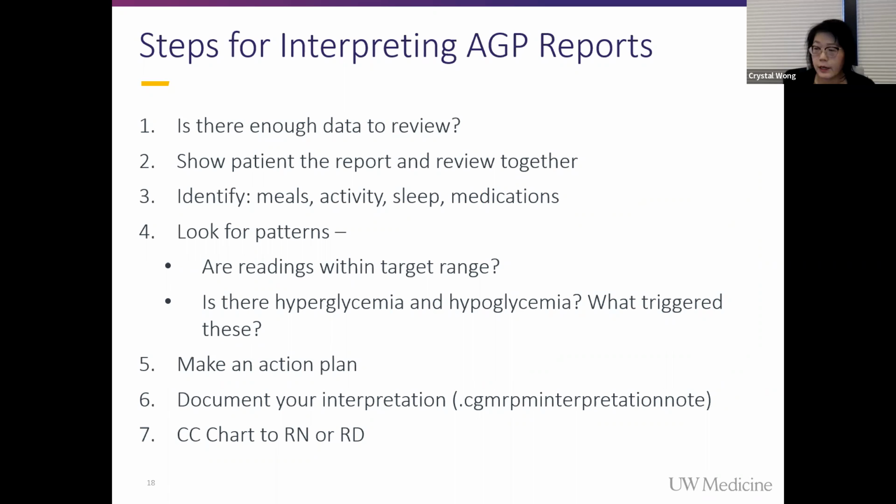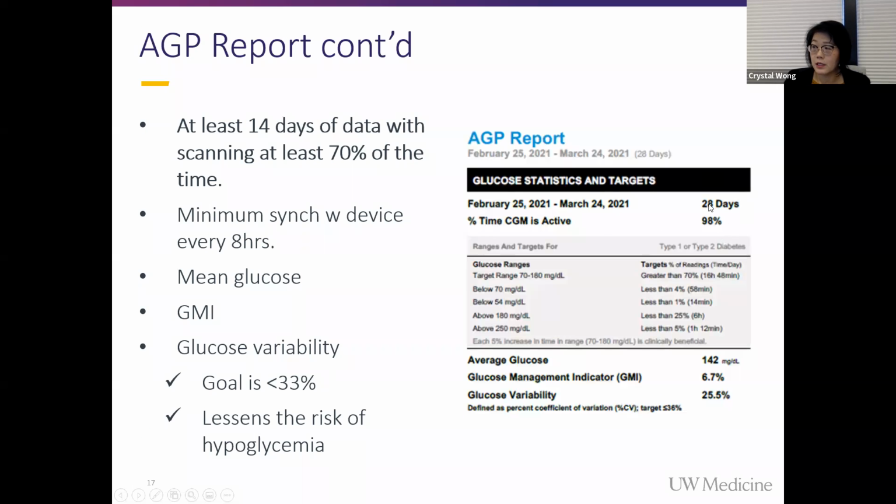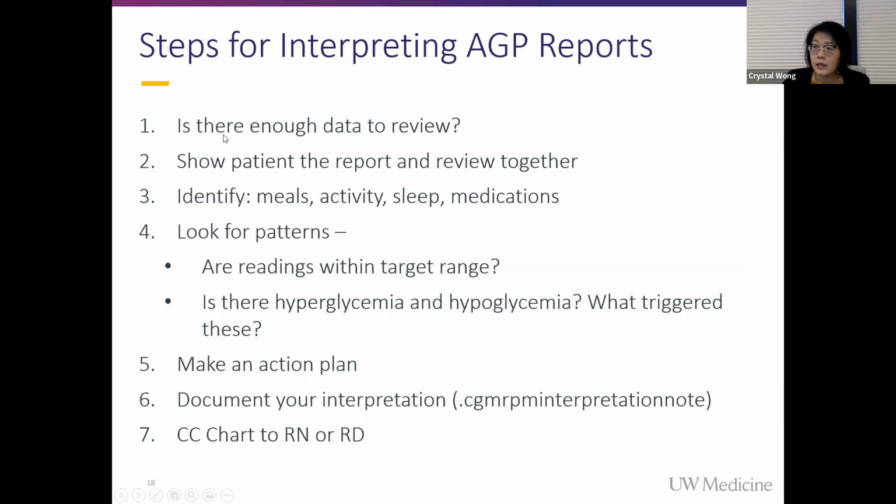I'm going to go through a quick rubric for how to interpret AGP reports, and if you can follow this stepwise process, you'll make sure that you get all the information you need from the report. So the first thing you would do is take a look at the report, and look right here in the glucose statistics and say, is there enough data to review? Is this at least 14 days? And did the patient at least wear it 70% of the time or more? If either of those are not true, you probably want to wait until you get some better data before you change anything based on the report.